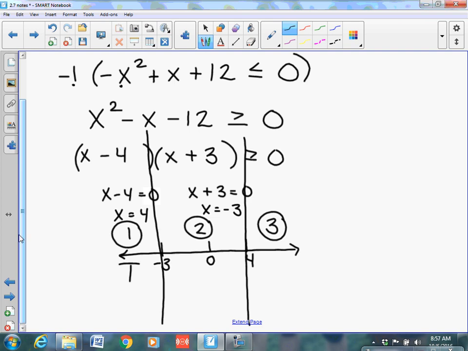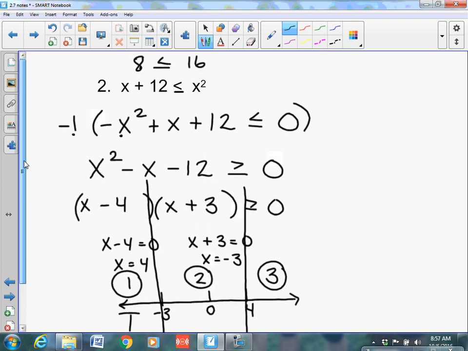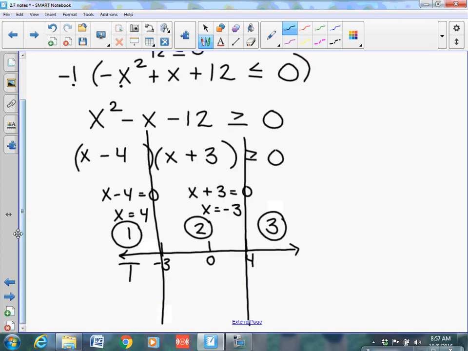Obviously, the number between a negative 3 and 4 that I would use is 0. This should go pretty quick. What's 0 plus 12? 12. Is 12 less than or equal to 0 squared, which is 0? Is 12 less than or equal to 0? Nope. That is a wonderful false. I should have put A's under here for answers. Forgot to do that. I'll show you in a minute why that's important.